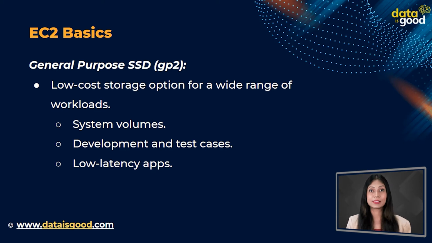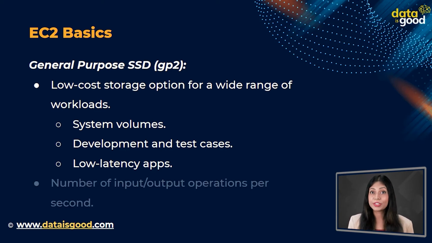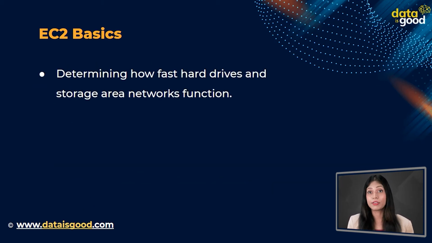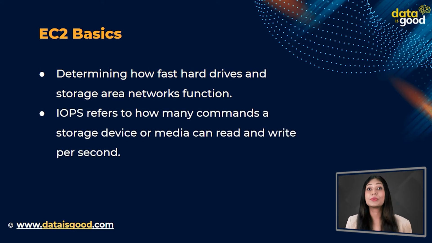The term IOPS refers to the number of input-output operations per second. It is a metric for determining how fast hard drives, HDDs, or SSDs and storage area networks function. IOPS refers to how many commands a storage device or media can read and write per second. Now, they are reasonably priced considering the balanced performance that they provide. They are priced at $0.1 per GB of provisioned storage per month.